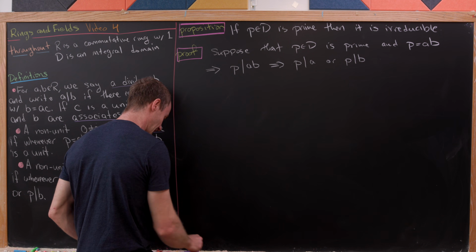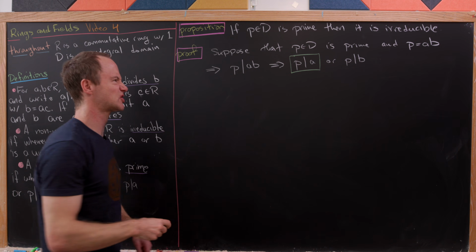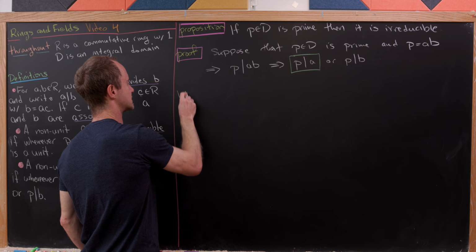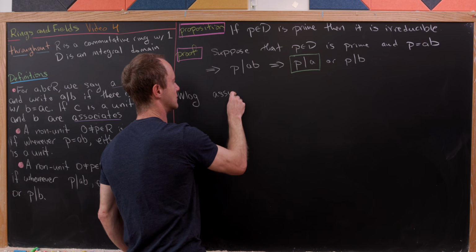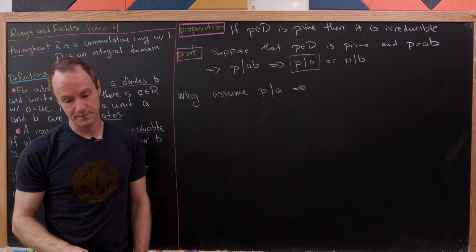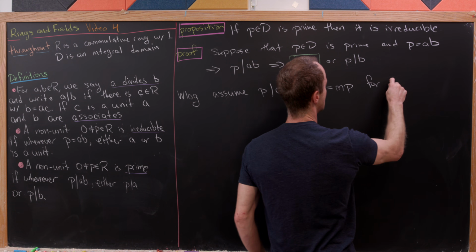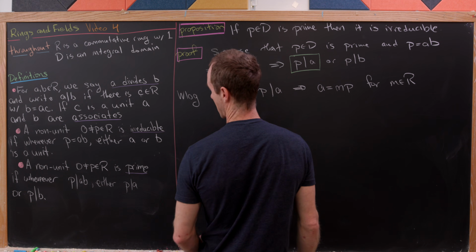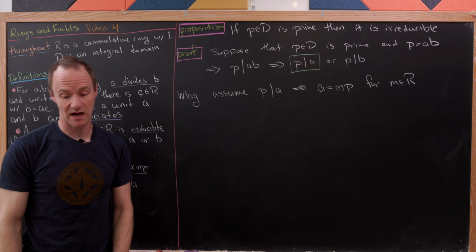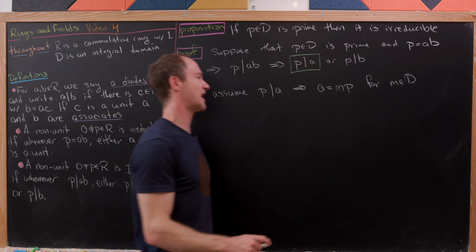Now, without loss of generality, let's assume that the one divisible by p is a. We can just rename a and b so that this is the case if we're worried about that. So without loss of generality, assume that p divides a. But what does that mean? That means that a is equal to m times p for some m within the ring. Notice here we're using the definition of divisibility. And we're working within this integral domain, so let's change that to D.